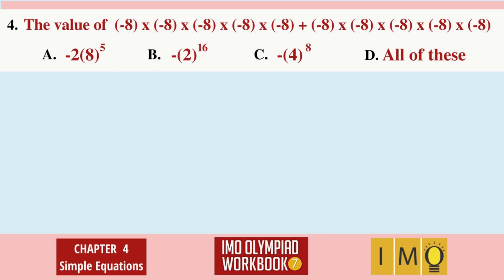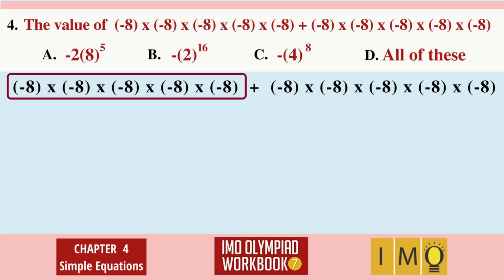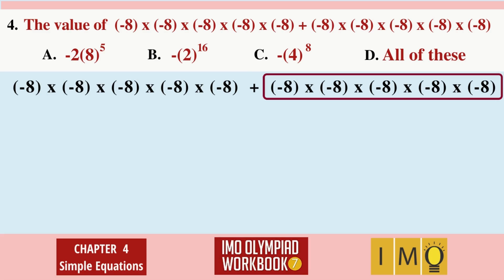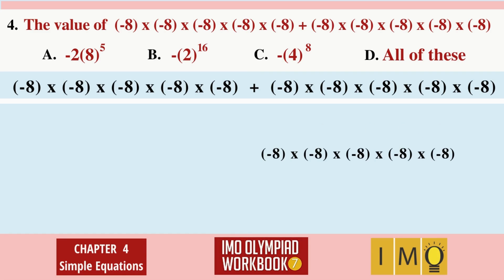Moving on to question number 4. Find the value of this expression. Let's carefully note that there is an addition in the middle. So minus 8 multiplied 5 times plus minus 8 multiplied 5 times again. According to the order of operations, we have to do the multiplication before addition.